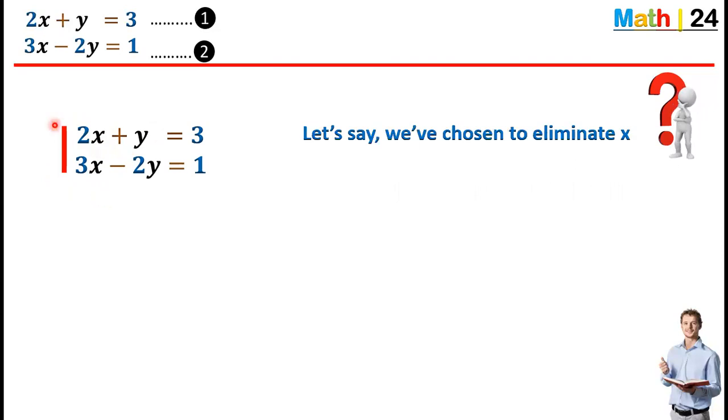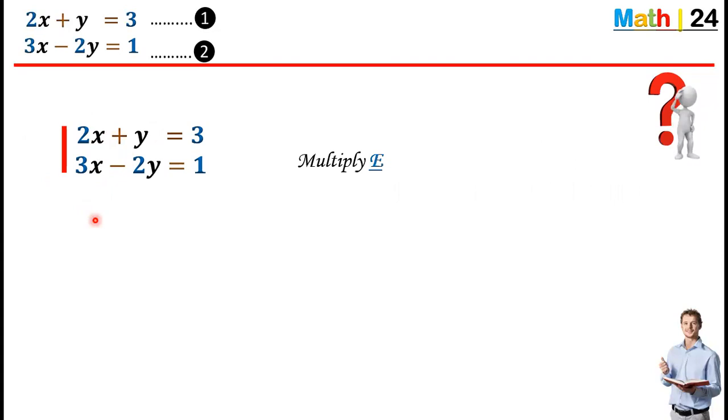Let's say we have chosen to eliminate x. So I'm working with this 2x. In this case, I'll multiply equation 1 by the coefficient of x in equation 2. So I'll multiply equation 1 by what? By 3. And equation 2 by what? By 2. That's the coefficient of x in equation 1.